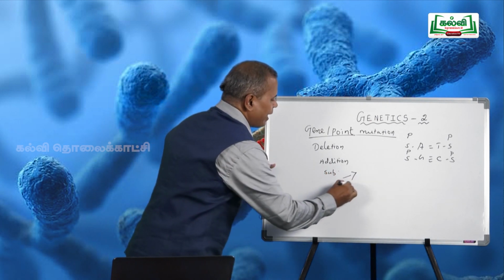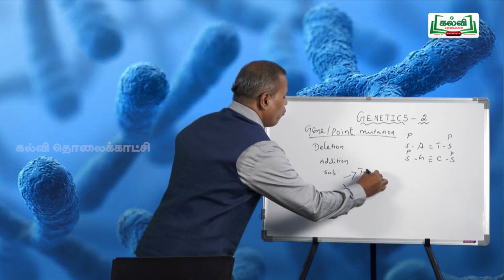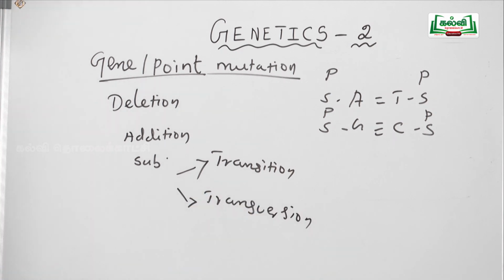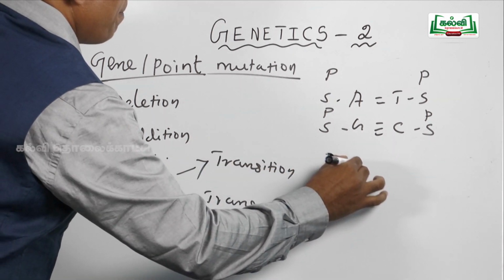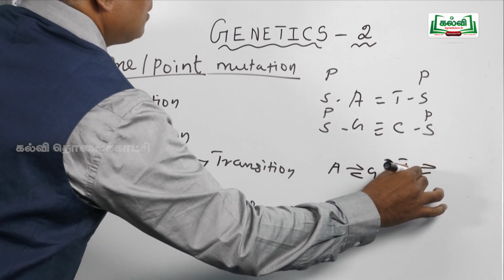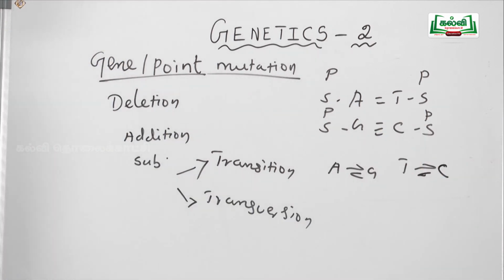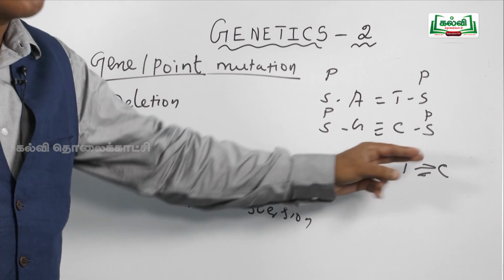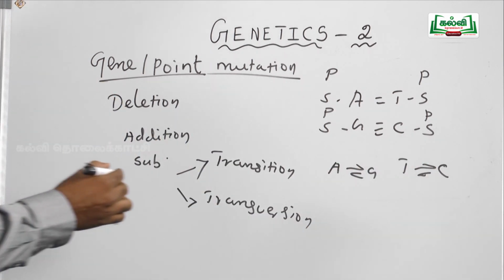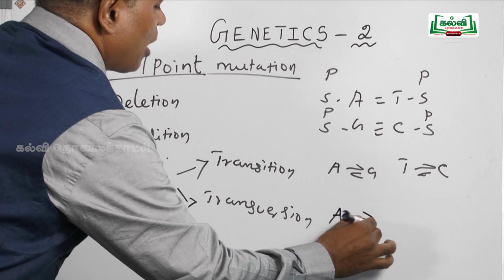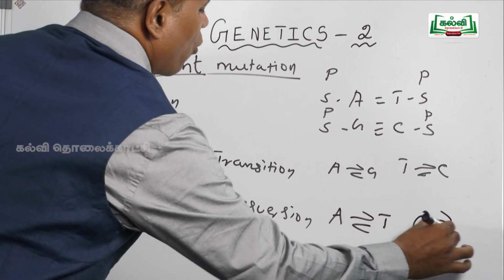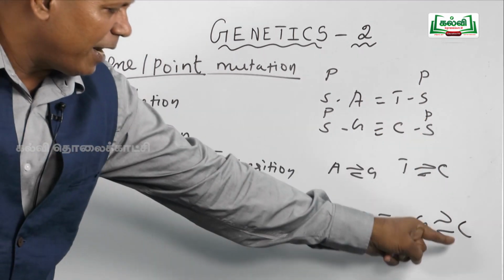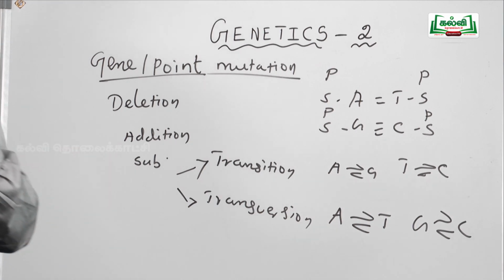This substitution mutation is of two types, namely number 1 transition and number 2 transversion. Transition means a purine base is replaced by a purine or a pyrimidine base is replaced by a pyrimidine. We are calling it a transition mutation. Adenine is replaced by guanine or thymine is replaced by cytosine, transition mutation. A purine base replaced by a pyrimidine base or a pyrimidine base replaced by a purine base, we are calling it a transversion mutation.